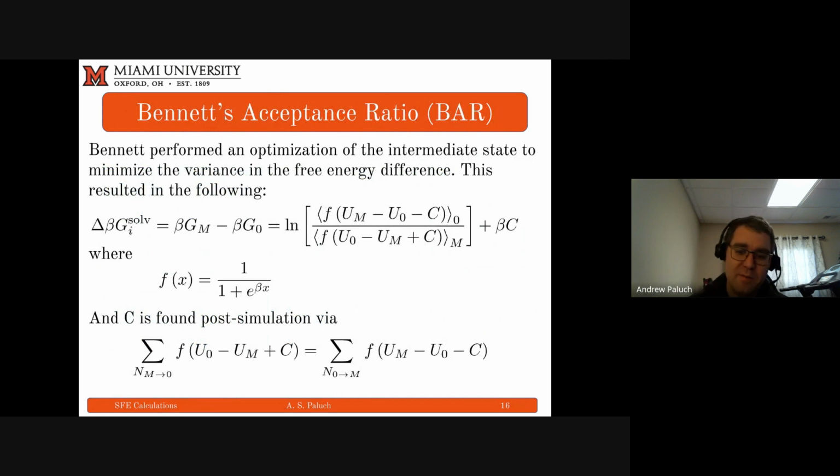Now, Bennett attempts to do two things. What's being done with Bennett's acceptance ratio method is, one, we're thinking about these principles of phase-space overlap.